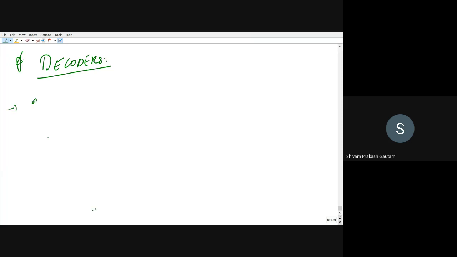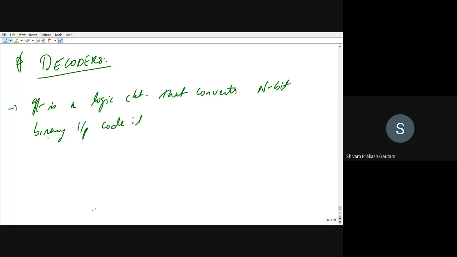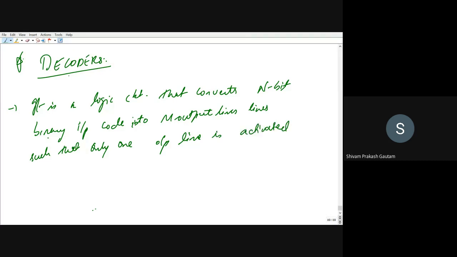So it is a logic circuit that converts n-bit binary input code into m output lines such that only one output line is activated for each one possible combination of input.